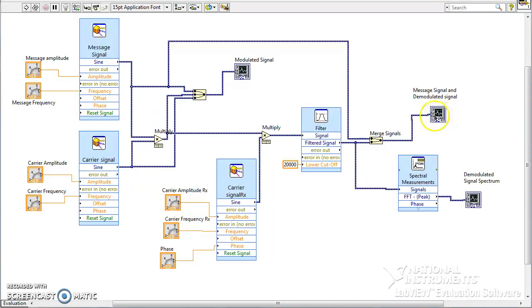and it is seen on the scope, that is the waveform graph. Now the spectrum of a demodulated signal is seen after converting the demodulated signal into the frequency domain. So over here we'll be having the spectrum graph. So let me go to the front panel.